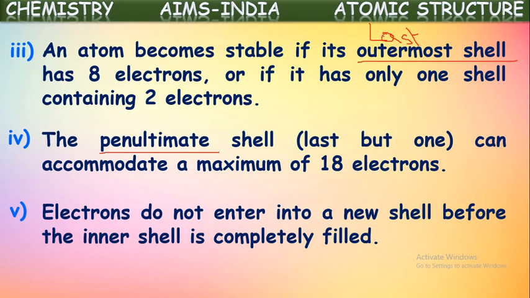Electrons do not enter into a new shell before the inner shell is completely filled. Yes, it is one more point to be observed while understanding the electron configurations. So first, lower energy levels will be completely filled with electrons. Then only electrons enter into higher energy levels. So by keeping all these points in mind, we can write the electronic configurations of the elements. We can understand the electronic configurations of elements easily.